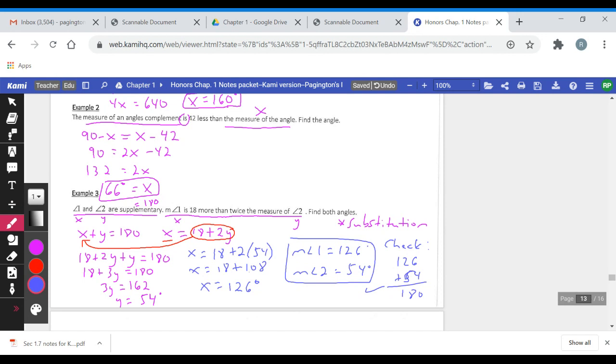All right, one more section to go, and that's section 1-7 that we'll do next.